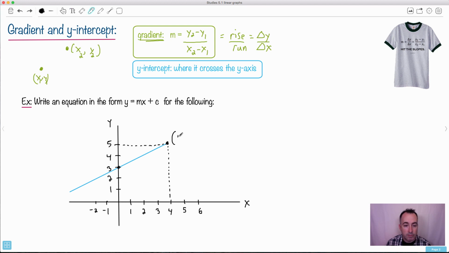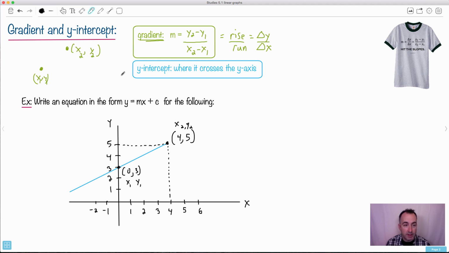The x value here is 4. The y value is 5. So this would be your x2, y2. Over here, what's this one? X is 0. Whoops. So this is (0, 3), because the x value is 0 and the y value is 3. So this will be x1, this will be y1.